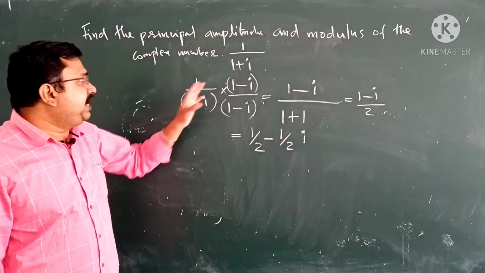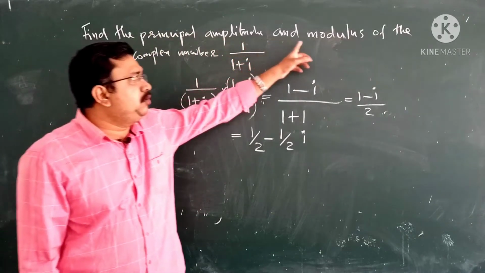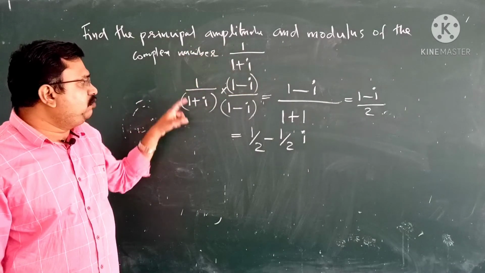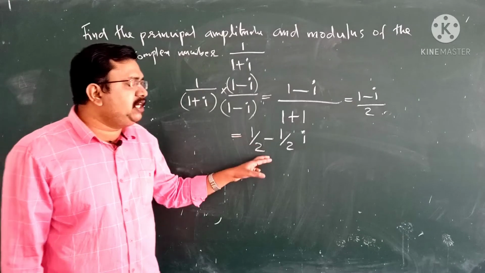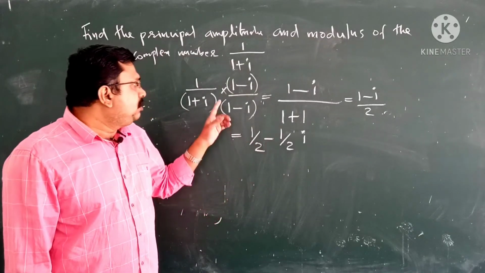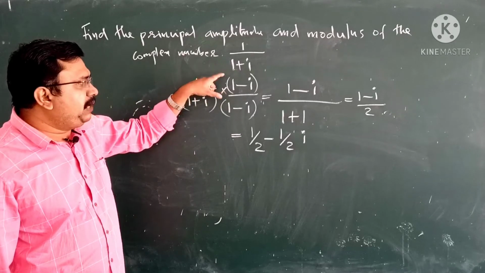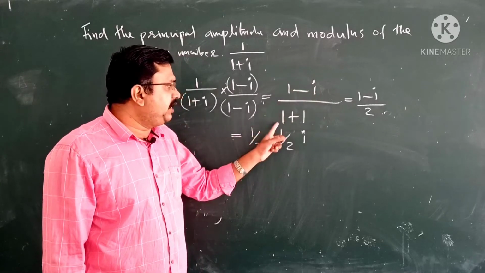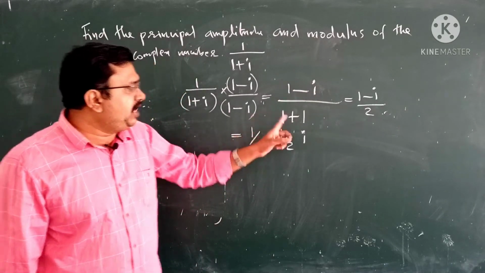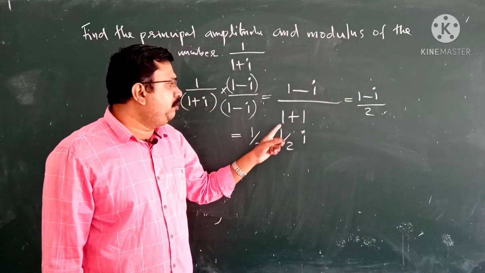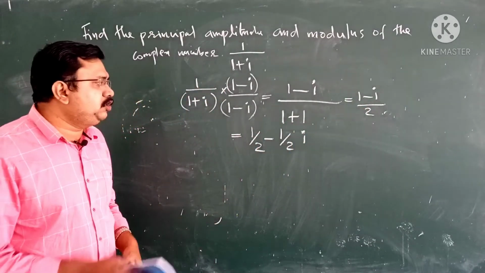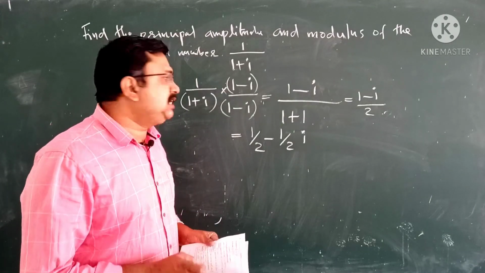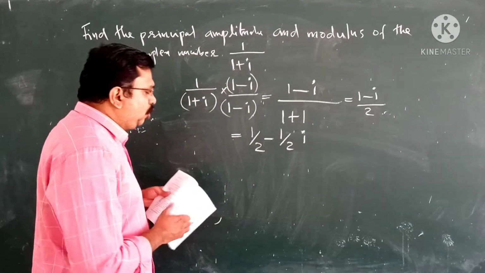Remember that we want to find the principal amplitude and the modulus of the complex number 1 by 1 plus I. It can be converted into x plus iy. First we multiply the numerator and the denominator with 1 minus I. The numerator is 1 minus I, and the denominator is 1 plus 1, that is 2. Therefore, 1 by 2 minus 1 by 2i. Next, we can find the modulus.